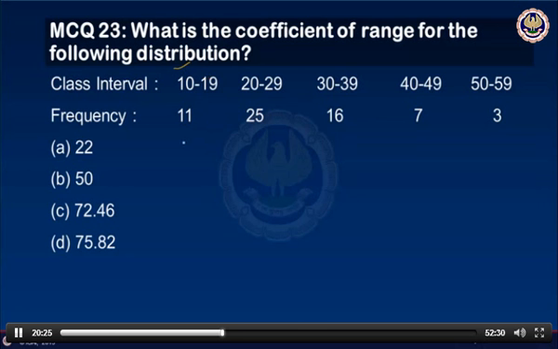So in that case, this can be arranged as 9.5 to 19.5, 19.5 to 29.5, 29.5 to 39.5, 39.5 to 49.5, 49.5 to 59.5. Now if you look at the data, the largest upper boundary is 59.5 and the smallest lower boundary is 9.5. The coefficient of range formula is as follows.